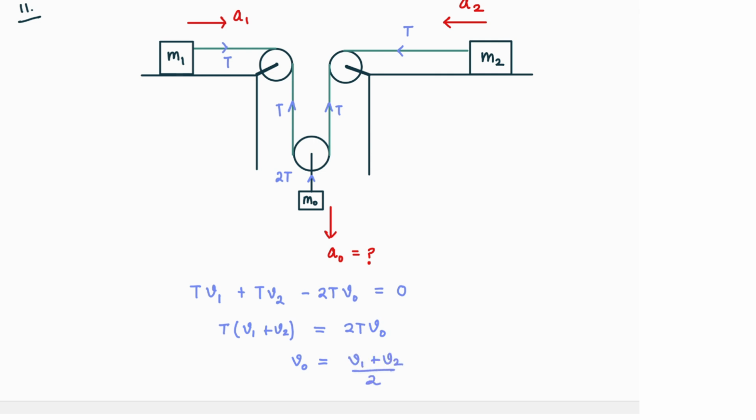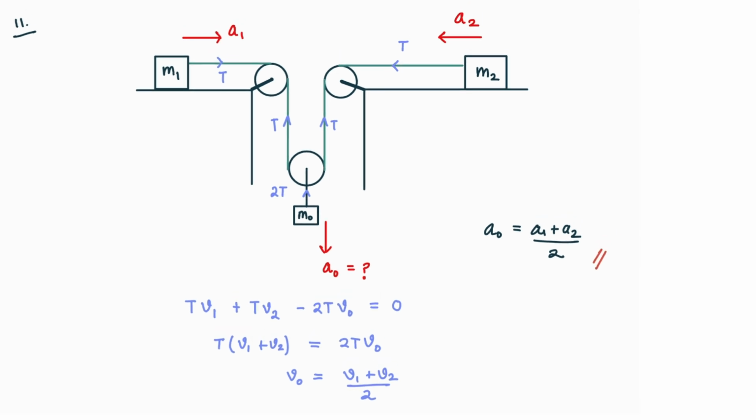If we write in terms of acceleration, then if we differentiate this equation, we can say similarly that acceleration A0 is equal to (A1 plus A2) by 2. So this is the approach which we are using for solving the constraint relation, that is the dot product of F dot V is equal to 0 for the entire system, where we are talking about the internal forces, because the work done by internal forces is 0 in a system.